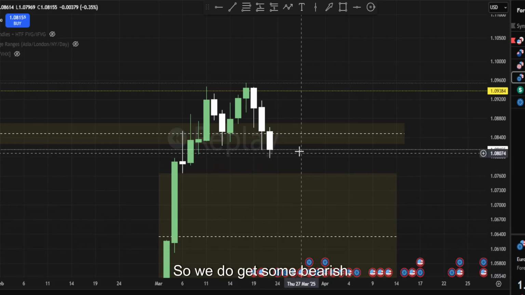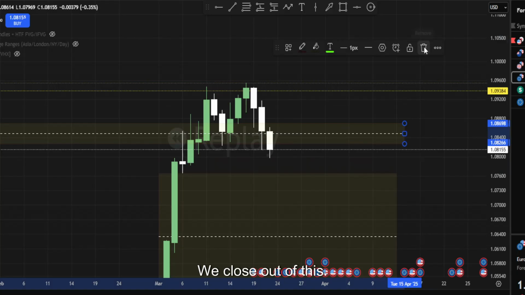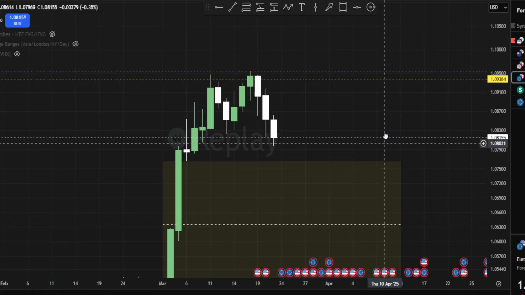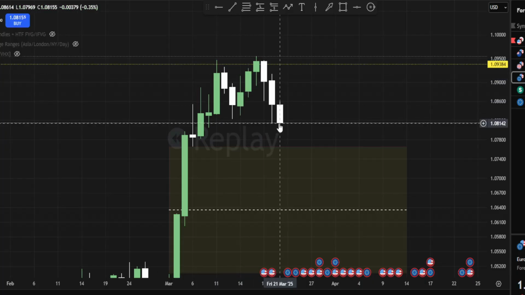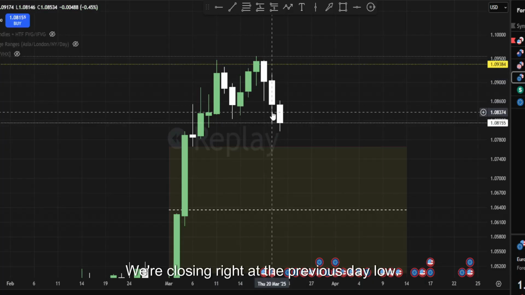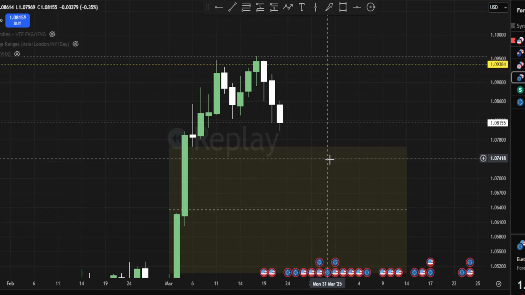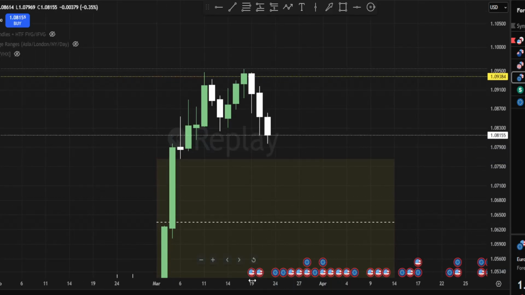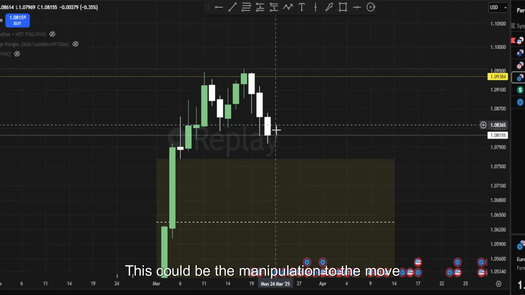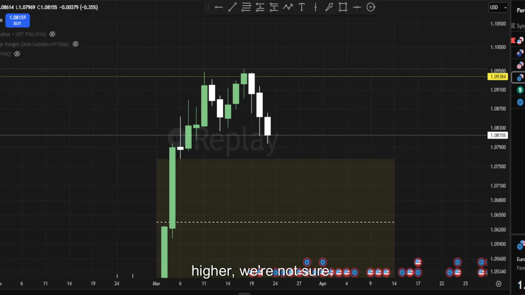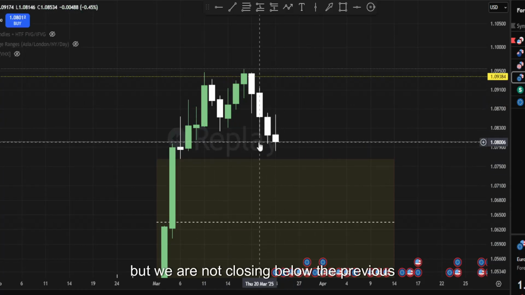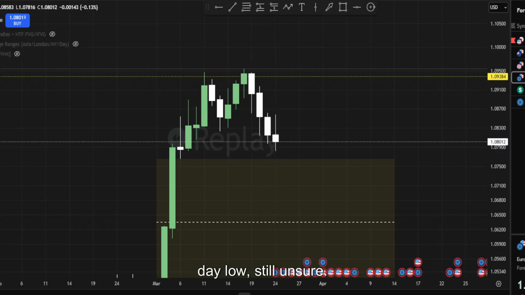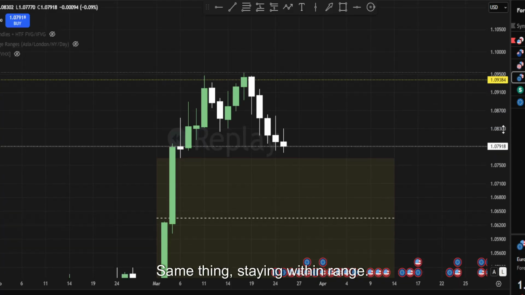So we do get some bearish. We close out of this, so I'll get rid of that. Close below what made the high. We're closing right at the previous day low. So again, we're going to want to wait. This could be the manipulation to the move higher. We're not sure. Stay going down, but we are not closing below the previous day low. Still unsure. Same thing, staying within range.